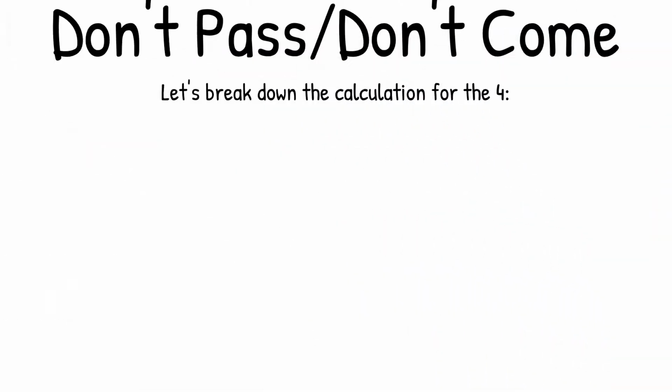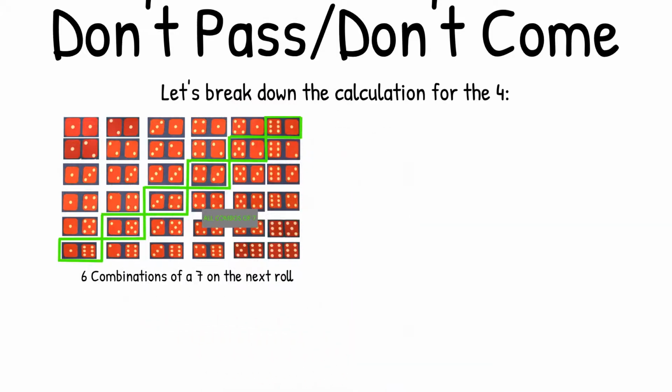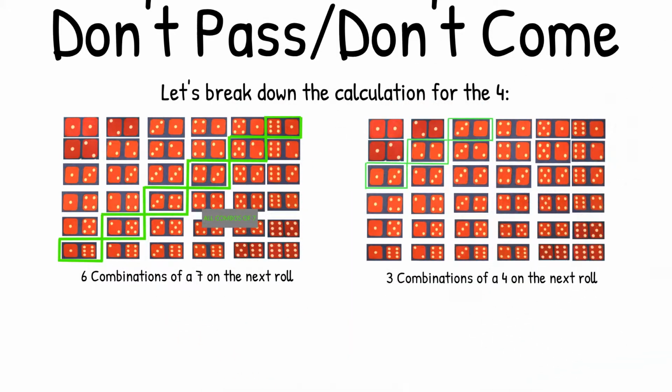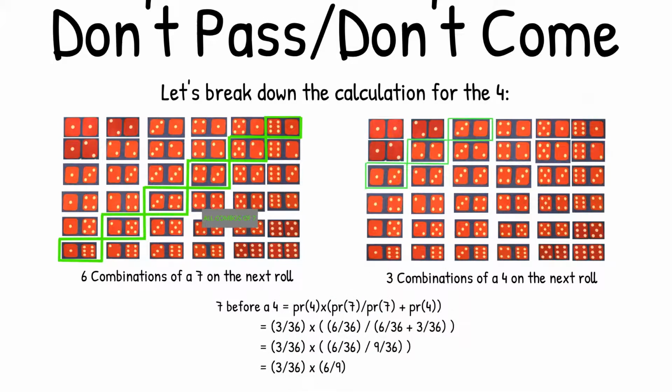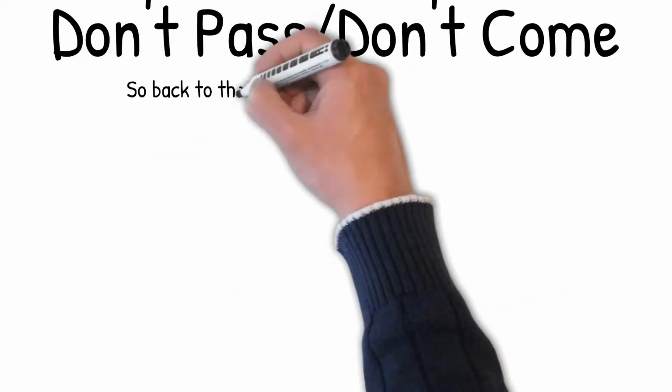Let's break down the calculation for the 4. 6 combinations of a 7 on the next roll, 3 combinations of a 4 on the next roll. So a 7 before a 4 equals probability of 4 times probability of 7 over probability of 7 plus probability of 4, equals 3 over 36 times 6 over 36, over 6 over 36 plus 3 over 36, reduced to 3 over 36 times 6 over 36 over 9 over 36, reduced further to 3 over 36 times 6 over 9.